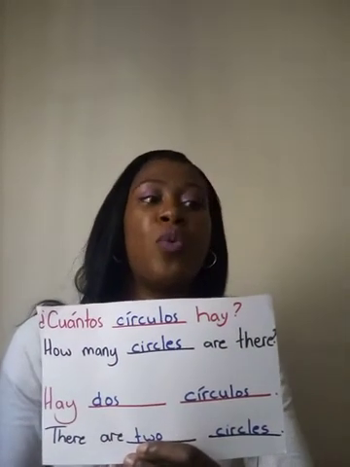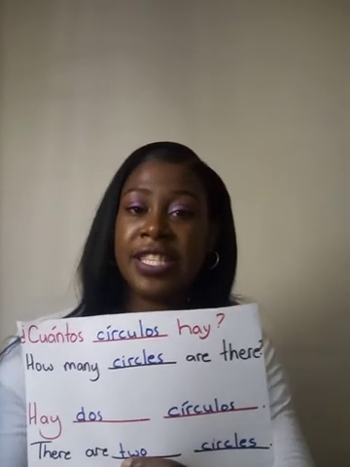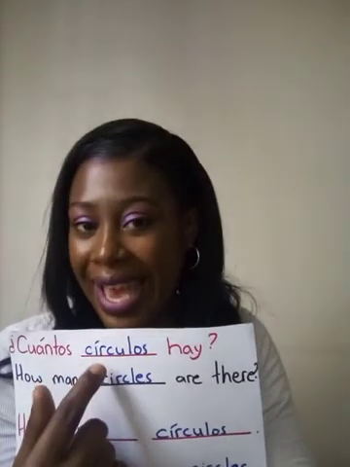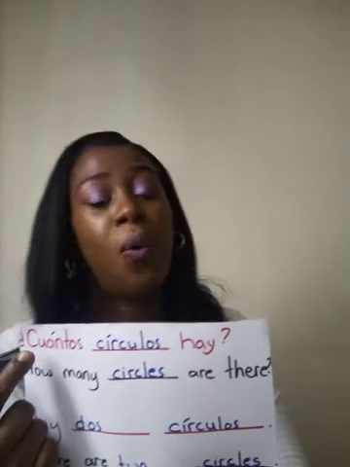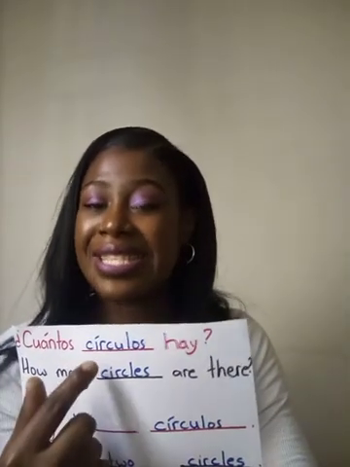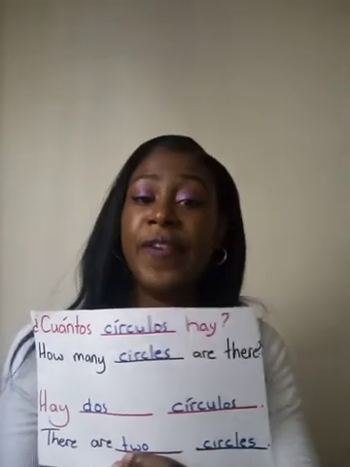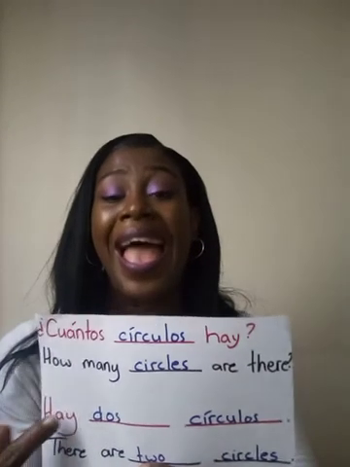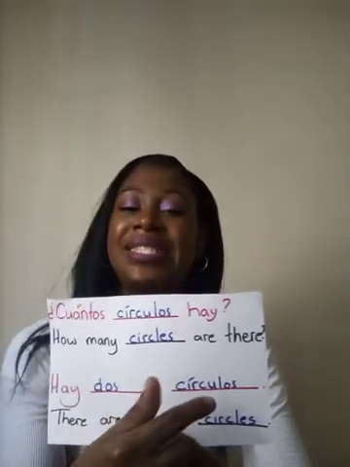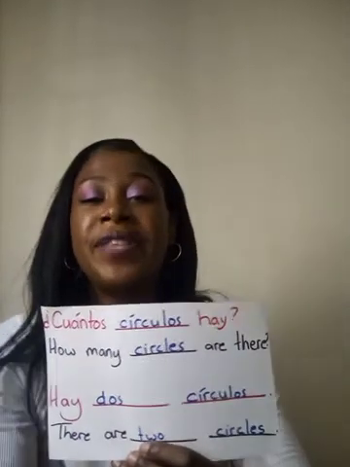What if there were 15 stars? So to ask, we would ask, ¿cuántas estrellas hay? ¿Cuántas? Because it's a feminine noun, we change the o to a. ¿Cuántas estrellas hay? How many stars are there? And because there are 15 stars, we would say hay, and the Spanish word for 15 followed by estrellas. Hay 15 estrellas. There are 15 stars.